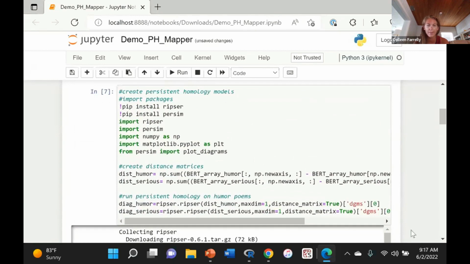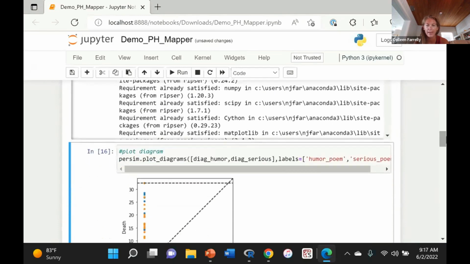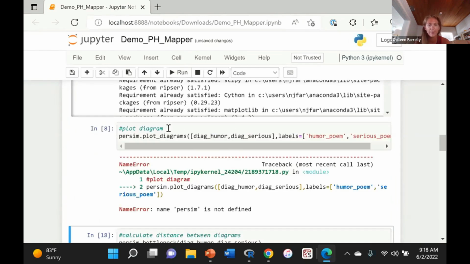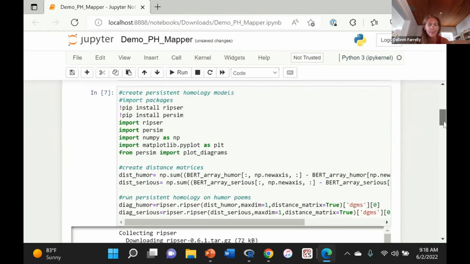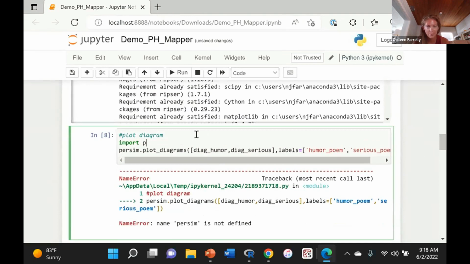So it looks like we were able to get this in and run our persistent homology. Next, we can compare these different types of poems and what their persistent homology looks like by plotting the diagrams. Hopefully that... It never fails. Whenever you demo code, it seems like everything always breaks.